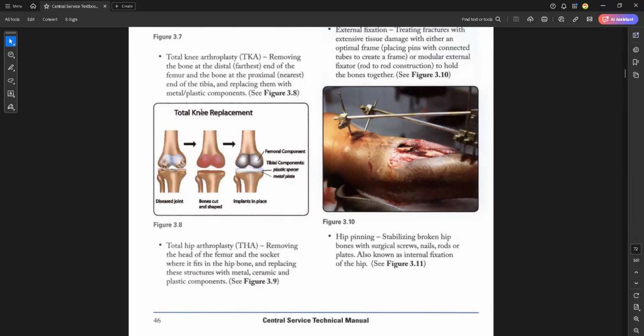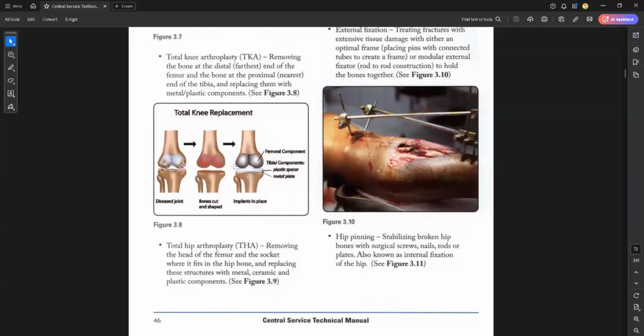So this is what we call total knee replacement. Your knee is going to be replaced. They're going to cut it, as you see in the middle, and put an implant in there so that you don't continue to feel the pain.